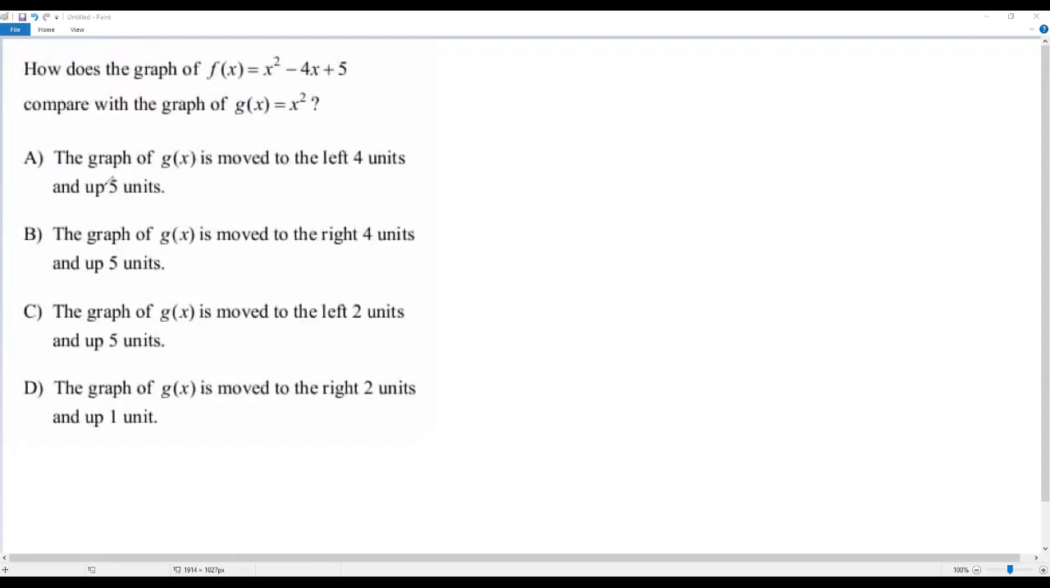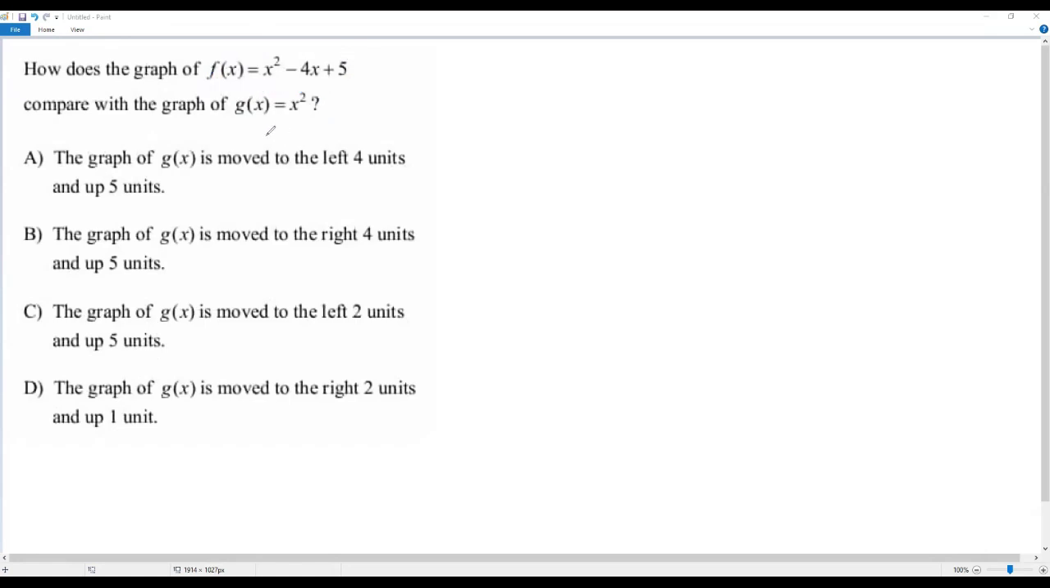In answer choice A, the graph of g(x) is moved to the left 4 units and up by 5 units. Okay, here we have some transformations on the graph of the function g(x). In the rest of the answer choices B, C, and D also, we have some transformations on the graph of g(x) to get the graph of the function f(x). Here both f(x) and g(x) are quadratic functions.